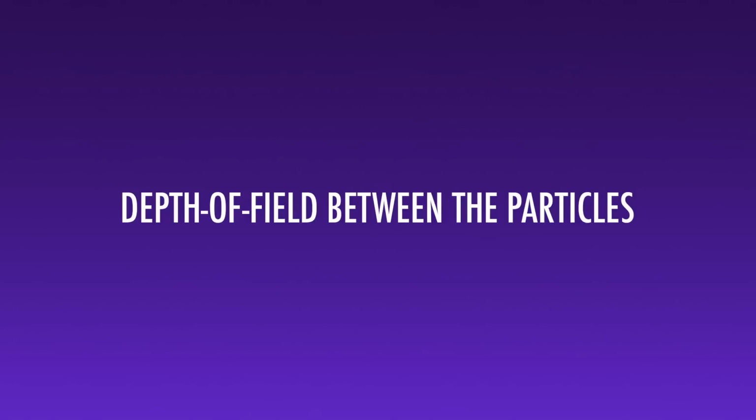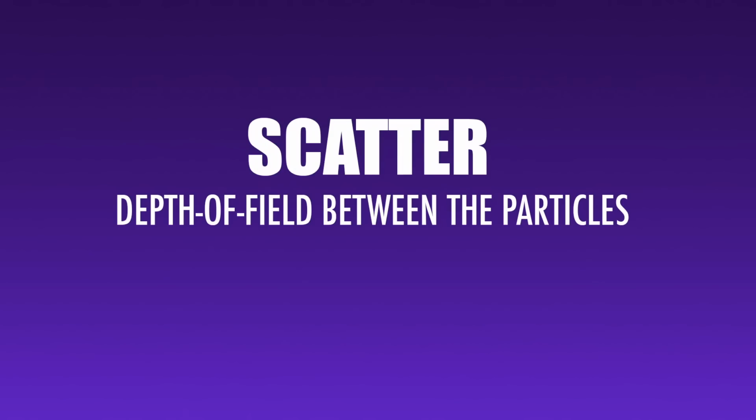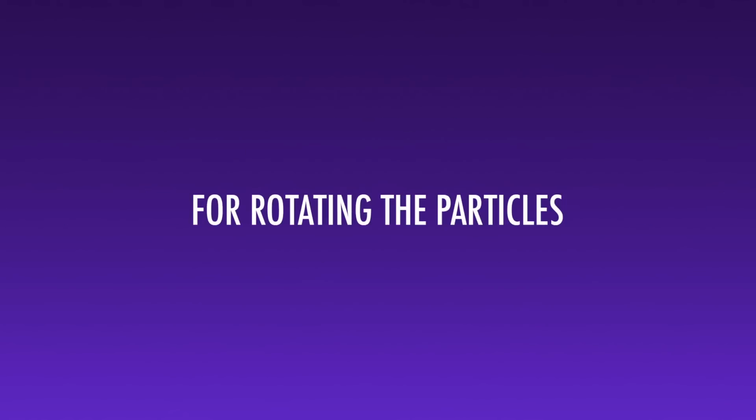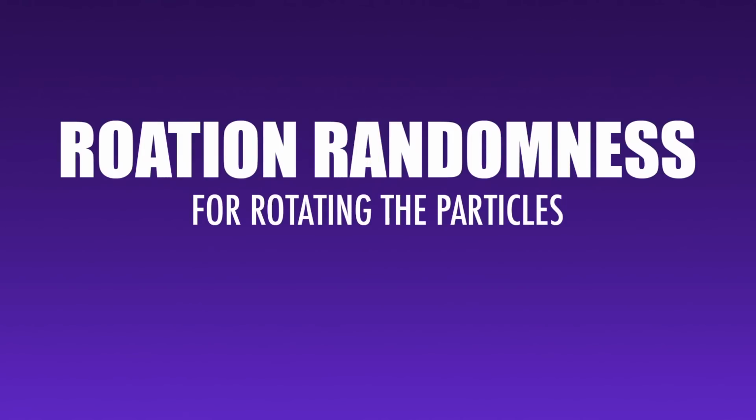But what if you want to create some depth between the particles, like you want some particles to be at the front and some particles at the back? For this we'll use scatter. And to increase or decrease the distance between these particles, we'll use displace. And for rotating them, we'll use rotation randomness.